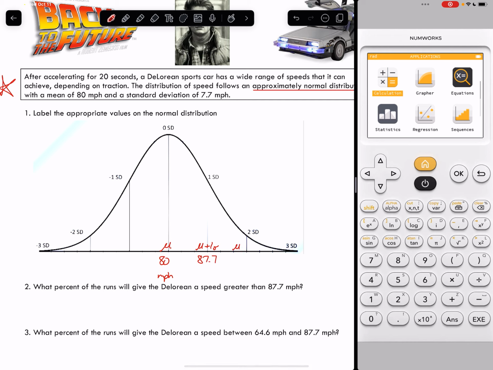And then we'll find our mean plus 2 standard deviations. So again, add another 7.7. So that gets us to 95.4. And then again, plus 3 standard deviations at another 7.7. So that gets us to 103.1.